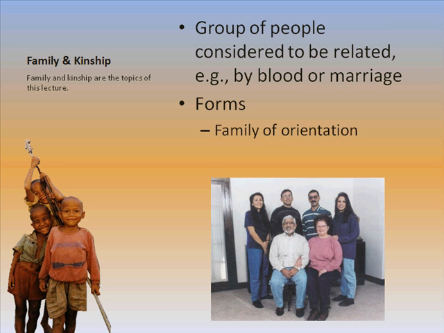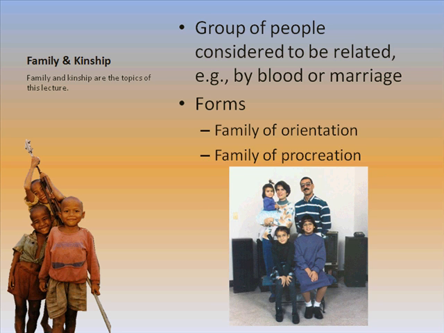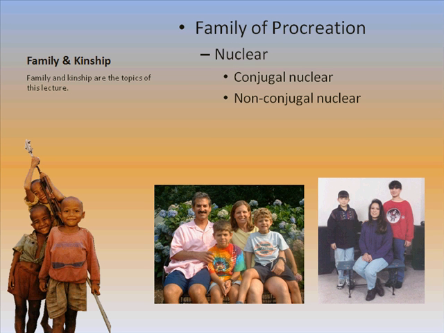Now, anthropologists recognize two forms of family. There's the family of orientation, which is the family you grow up in, and the family of procreation, which is when you leave your original family, get married, and start your own family. Now, what constitutes this family of procreation can change across the globe.